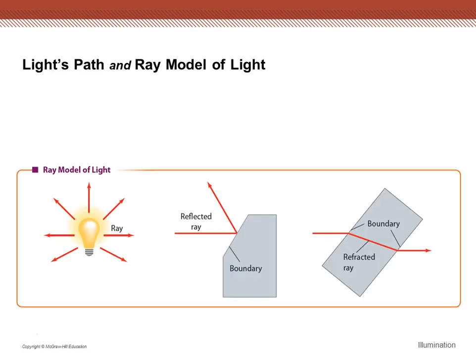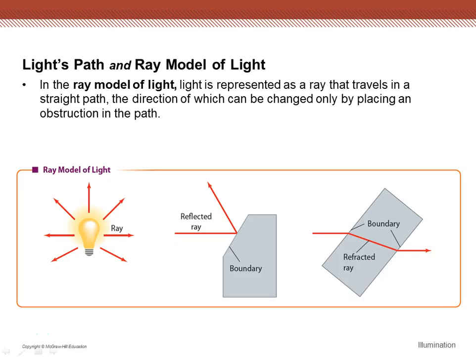So light's path and the ray model of light. We say that in the ray model of light, light is represented as a ray that travels in a straight path, and the direction of which can be changed only by placing an obstruction in that path. So light is going to continue on and propagate in a linear fashion unless something is in its way. For instance, some type of boundary here, or whether it reflects off that boundary, or maybe it goes through the boundary like a piece of glass or something like that.